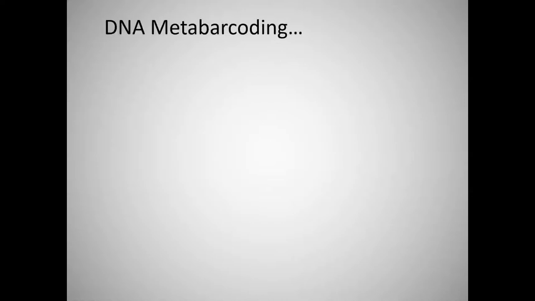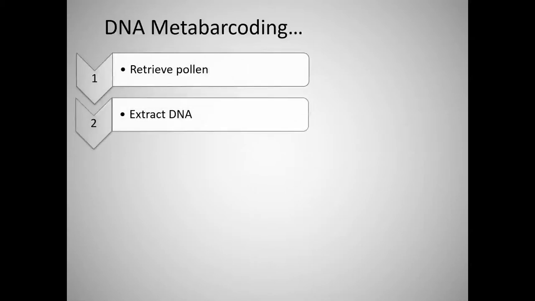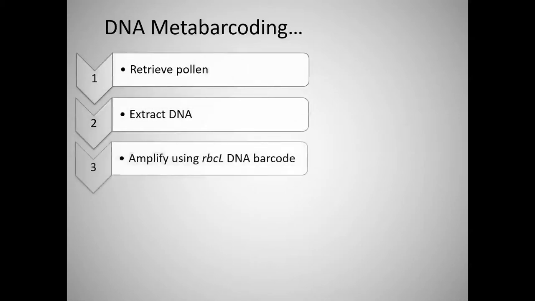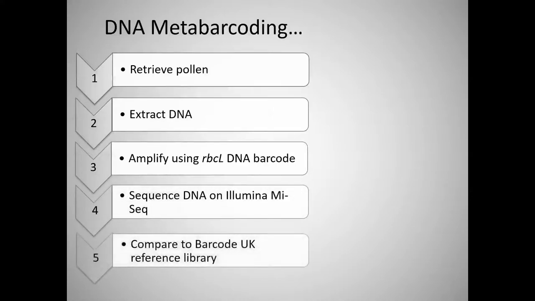It's worth talking a little bit about how the metabarcoding actually works. You retrieve your pollen, you extract your DNA, you amplify it using the standard plant barcode rbcL. You sequence the DNA on the Illumina MiSeq platform, and then you compare it to a reference library of barcodes for plants across the UK.